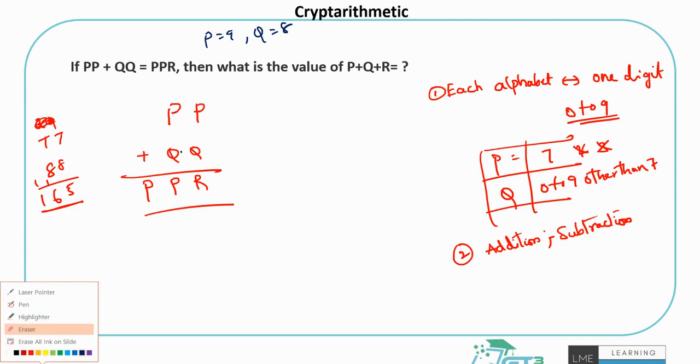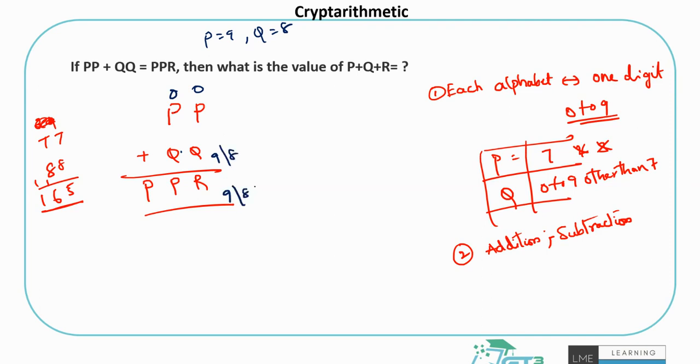Anyways, if I am giving P 0, if Q is 9, 0 plus 9 is 9. If Q is 8, 0 plus 8 is 8. So what value can I give to Q such that P plus Q is R in one case and P plus Q is P in another case? Because any value I give to Q, nothing will be carried forward, so there is no way I will get two different values.